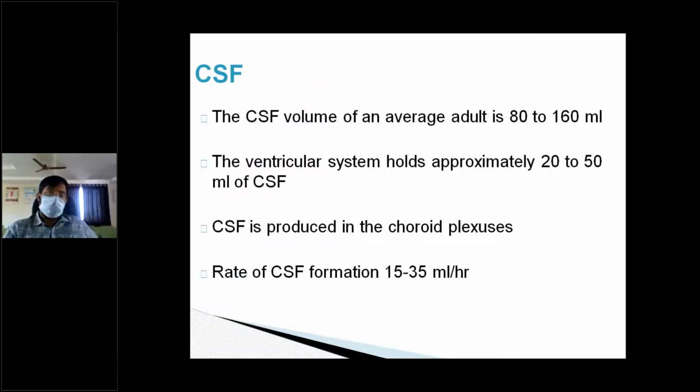The volume of CSF in an average adult is 80 to 160 ml. That of a child is about 5 to 10 ml. The ventricular system holds approximately 20 to 50 ml of CSF. CSF is produced in the choroid plexus. The rate of formation is 15 to 35 ml per hour, and absorption is at about the same rate.